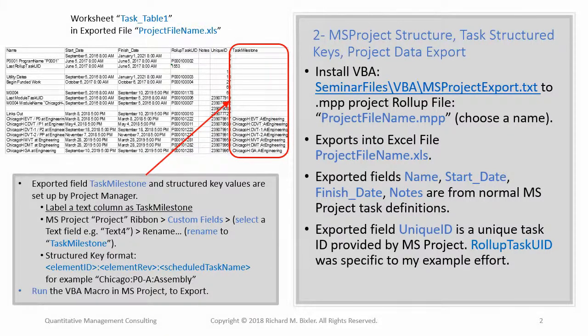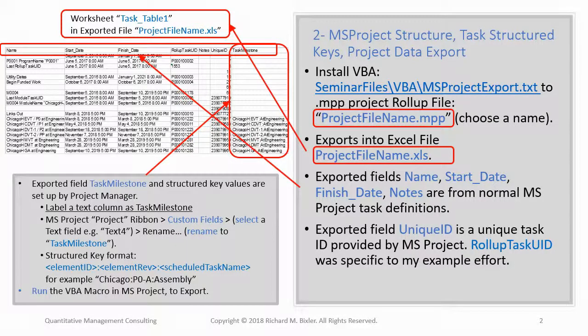Back in Project, on Gantt tasks you may want to connect to elements that you use in your plan. In your new column Task Milestone, manually enter text in the format of a structured key. The format is element ID, element rev, schedule task name. For example, Chicago, P0A, assembly. Make sure each of these structured keys is unique. There must be only one Chicago P0A assembly structured key.